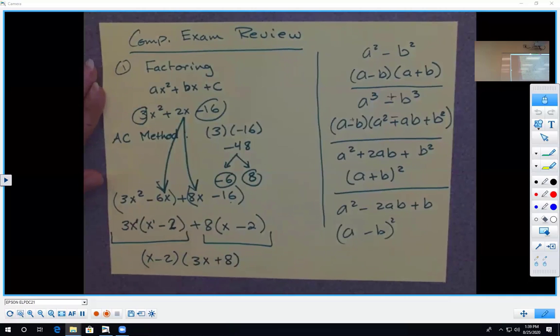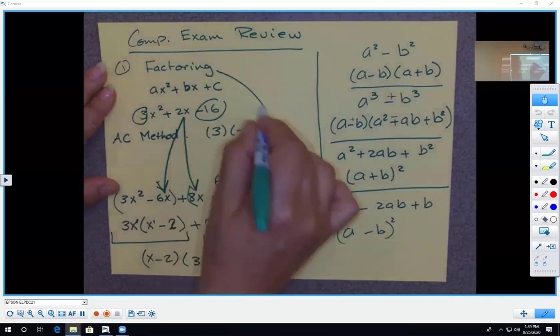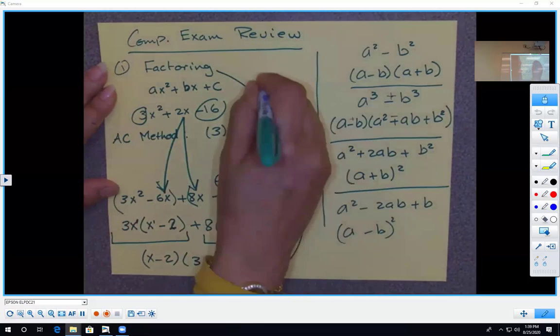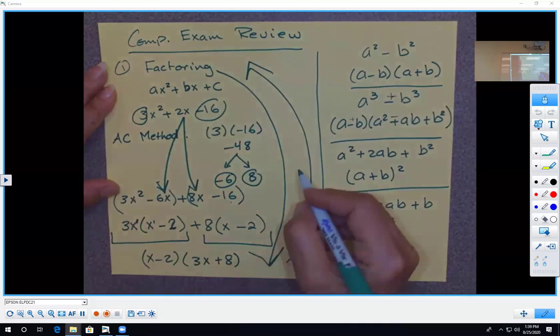So these are my two factors. We call this factoring. And then if I go and check my answer and multiply these two, we call it what?